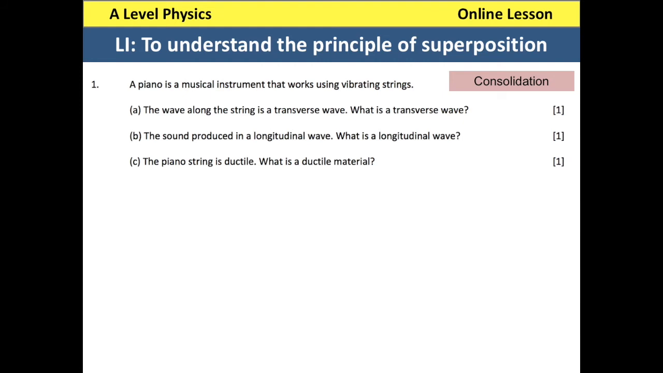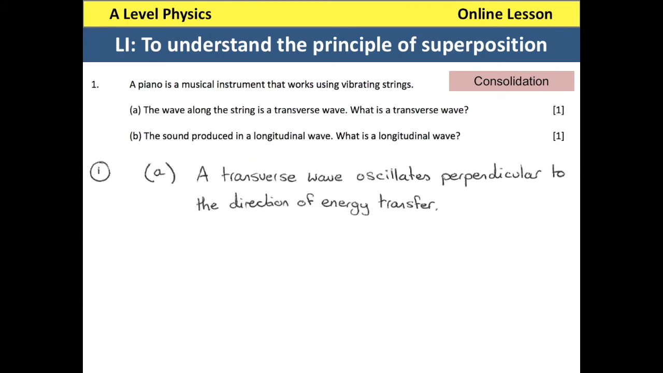Question 1 for the consolidation questions. A piano is a musical instrument that works using vibrating strings. The wave along the string is a transverse wave. What is a transverse wave for 1 mark? Well, the answer to that is that a transverse wave oscillates perpendicular to the direction of energy transfer.